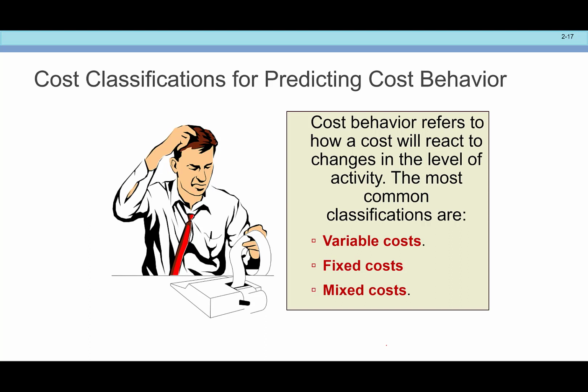And if that's the case, then rent could be what? A mixed cost, in that it's fixed up to a point, and then it starts to go what? Starts to go variable after that. Okay, but rent is typically what? A fixed cost.